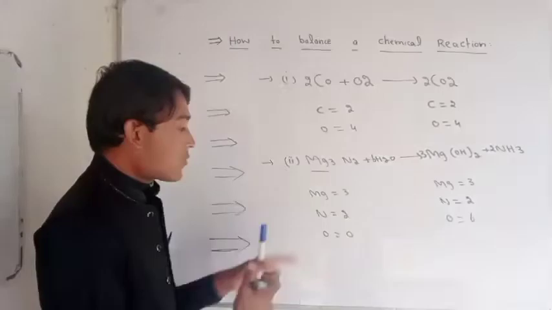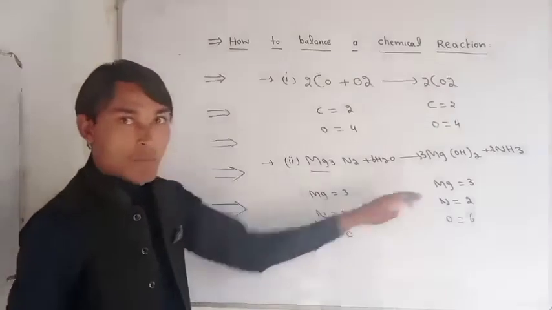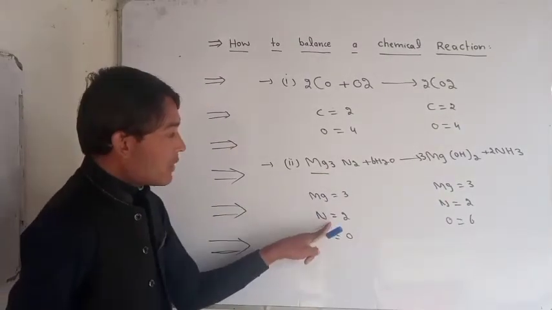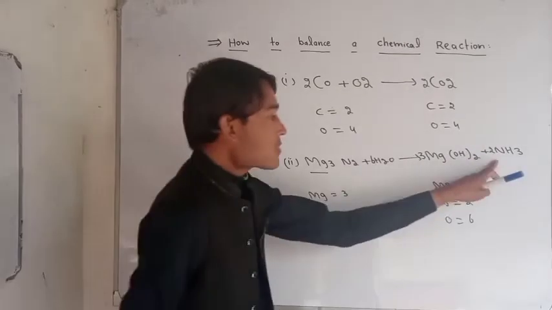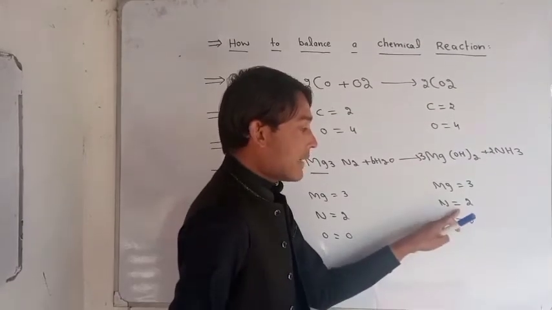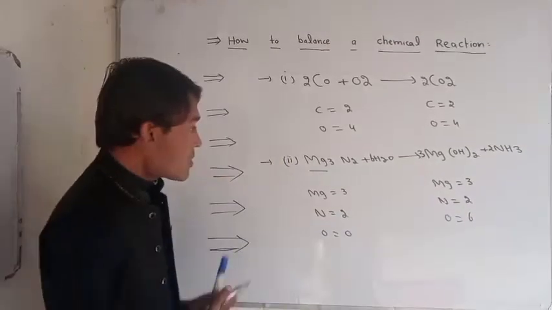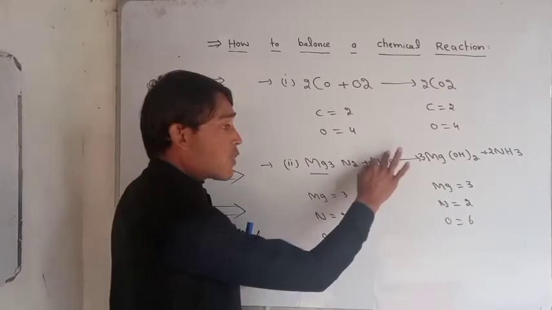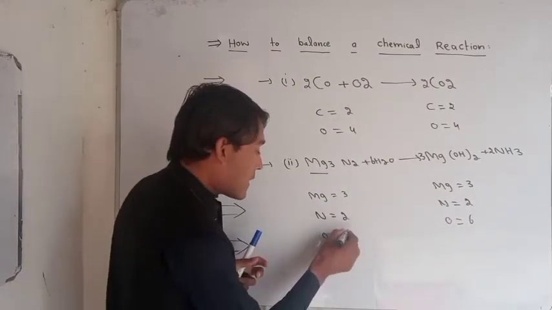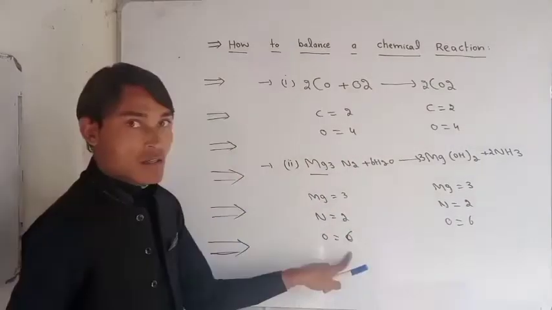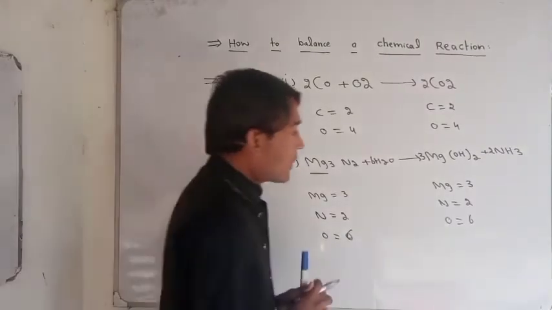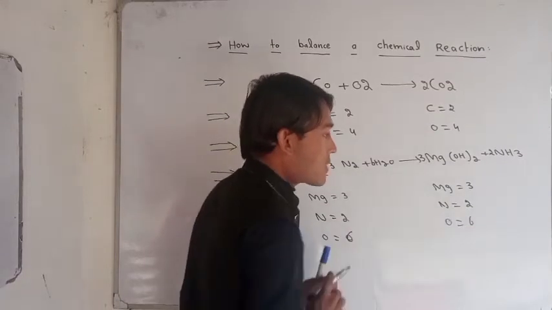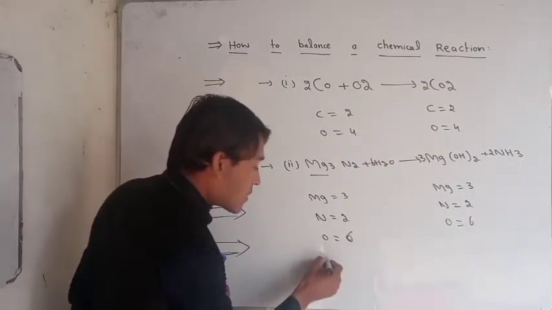Now let's go back to magnesium: the number of magnesium is 3 on the left and on the right also. The number of nitrogen is N2, and here also 2N, so it is clear that it is 2. Now let's talk about oxygen. 6 times 1 is 6, so the number of oxygen is 6. If we say 3 times 2 is 6, the number of oxygen is 6. The last one is hydrogen.